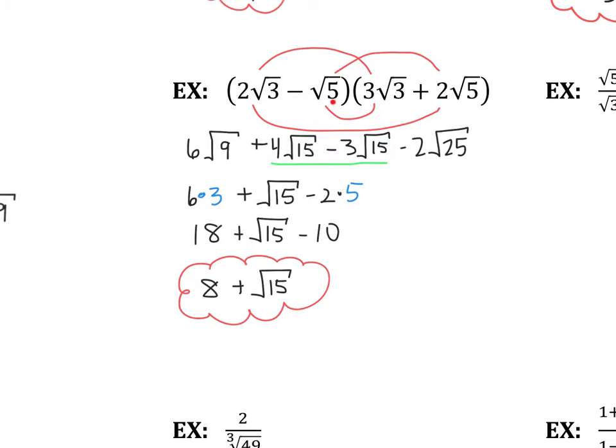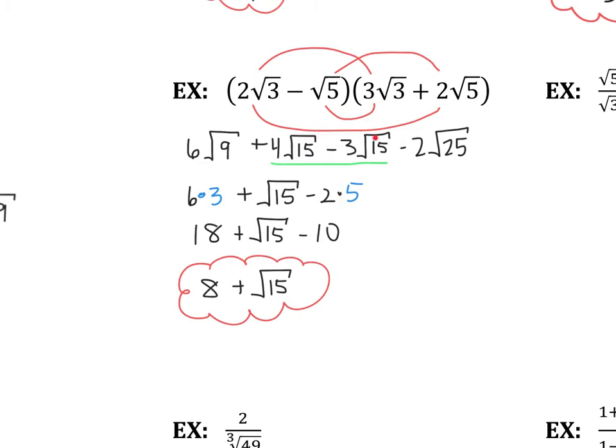Then we move in. Negative root 5 times 3 root 3. So negative 1 times 3 is negative 3. Root 5 times root 3 is root 15. Then negative root 5 times 2 root 5, negative 1 times 2 is negative 2, root 5 times root 5 is square root of 25. Again, if you jump to 2 times 5, totally fine.